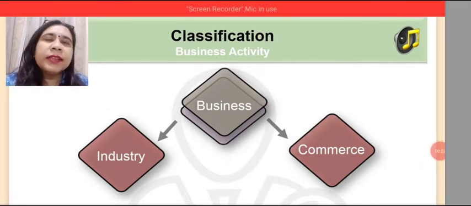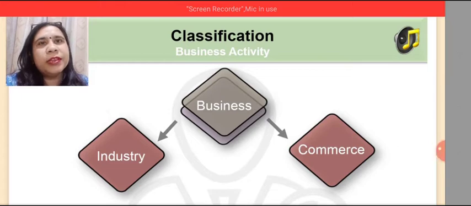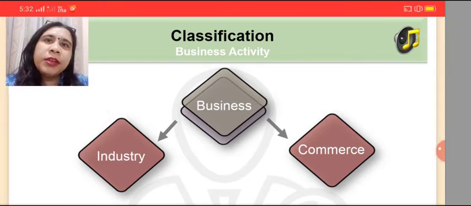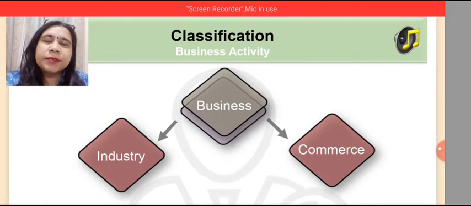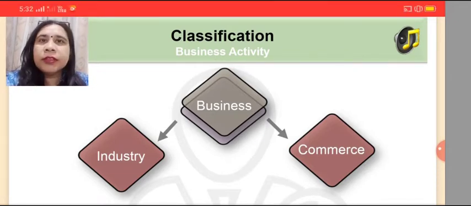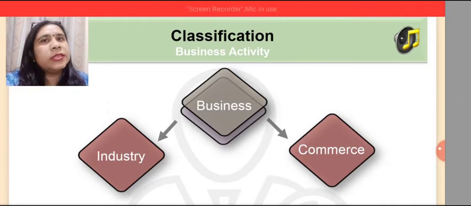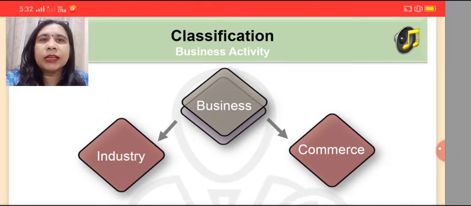After understanding the difference between business, profession, and employment, now we'll be dealing only with business activities because we are dealing with the subject of business studies, and further, we are not going to discuss business and profession. So, let us begin with classification of business activities.